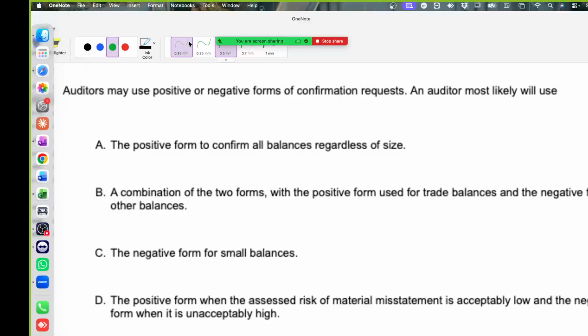Auditors may use positive or negative forms. An auditor most likely will use... I think Yusuf, come on, participate.